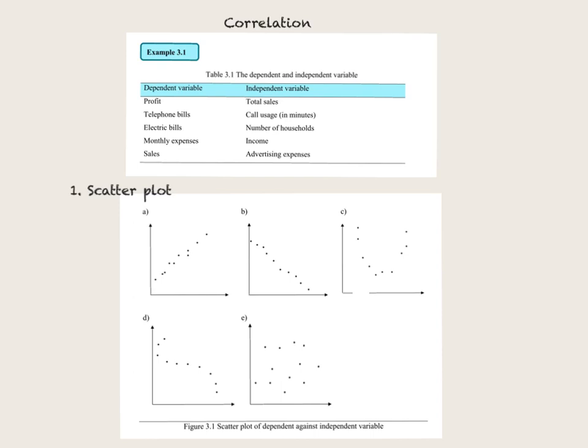Hi everyone. Today we are going to learn about correlation, chapter 3 correlation. By the end of this topic, students will be able to define the dependent and independent variable, draw and explain the scatter plot, and calculate the correlation coefficient using the Pearson method.